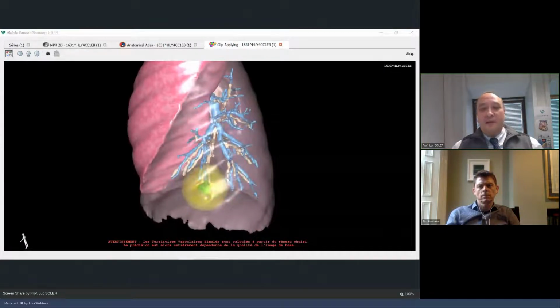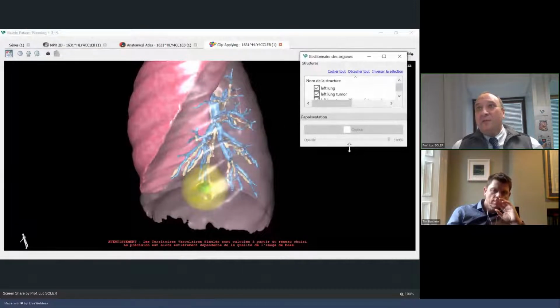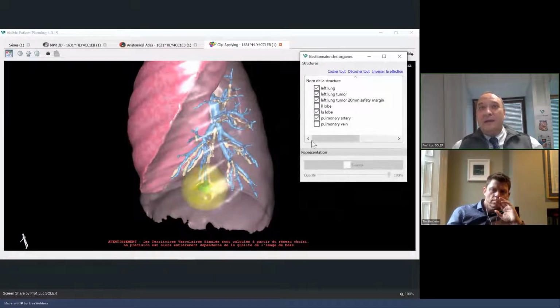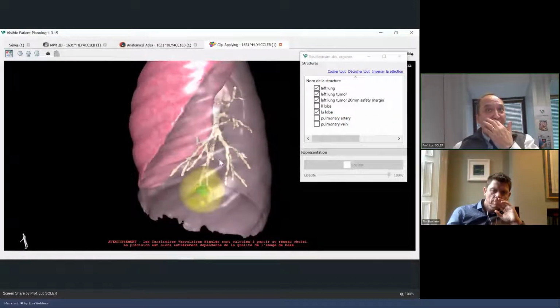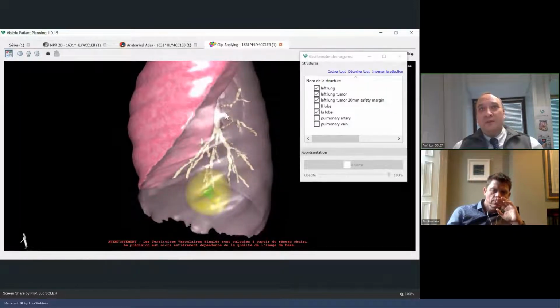I have the possibility to show and to remove each structure as I want, because as you can see here, I have the list of organs that is available, and I can add or remove any structure. For instance, I can remove, here you see the artery. You see here we have 3 branches: the segment 8 branches, segment 9 branches, segment 10 branches. We have here the segment 6 branches.